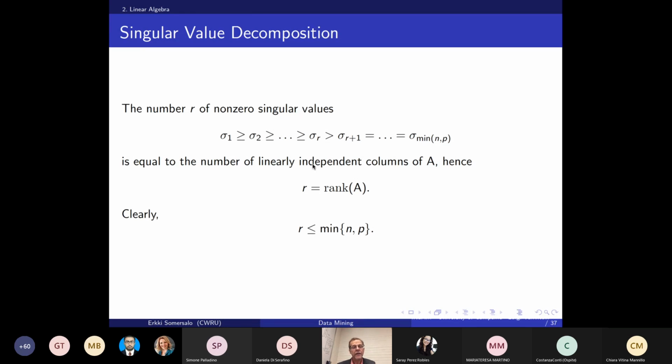So if this is the case, then it can be shown that the number of non-zero singular values is exactly equal to the rank of A. So the number of linearly independent columns of A turns out to be equal to the number of non-zero singular values. If you have the singular value decomposition, it gives you a lot of information about the matrix. Just looking at the singular values, you can immediately decide what the rank of the matrix is. Just count how many non-zeros you have. And the rank, of course, is less than or equal to the minimum of n and p, because we only have that many singular values, so this is an obvious statement.